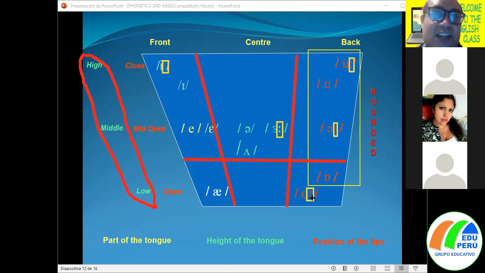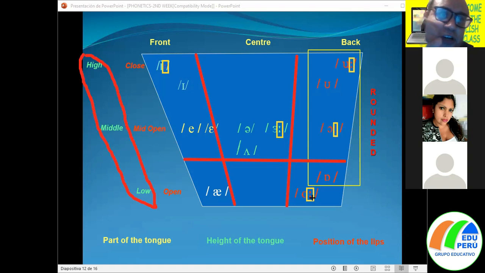If the sound is long, it's tense. Yes, you got it. If the sound is long, the muscle is tense. And if the sound is short, it's relaxed. It's lax. Excellent. So now you have the five characteristics.